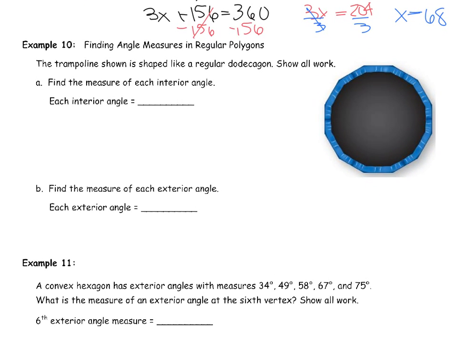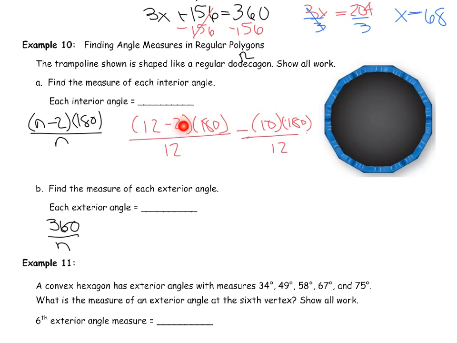Finding angle measures in regular polygons. A trampoline shown is shaped like a regular dodecagon, so that's a 12-sided figure. Show all work. Find the measure of each interior angle. Remember the formula here is n minus 2 times 180, all divided by n. For the exterior angle, it's simply 360 divided by n. So those are the formulas that we need to answer this question.